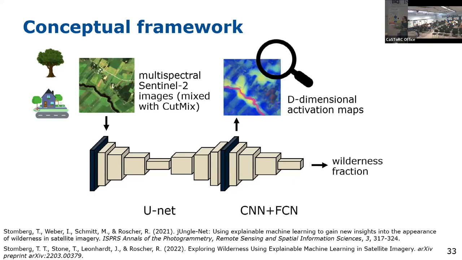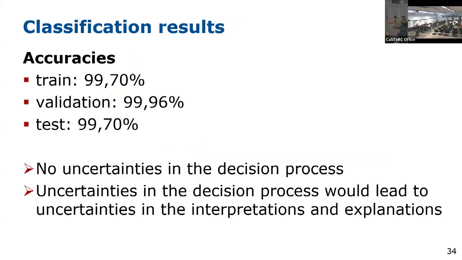But we needed to come up with something, so we train our network to get a wilderness fraction. What we did is CutMix. You have a patch of a wild area, and then we replace one part of the image with a non-wild area, let's say 20%. And this is how we can train our network. So we work only with extremes. And that's also why our network, luckily, has accuracy of nearly 100%. That was by intention, because we did not want to introduce some uncertainties in the decision process.